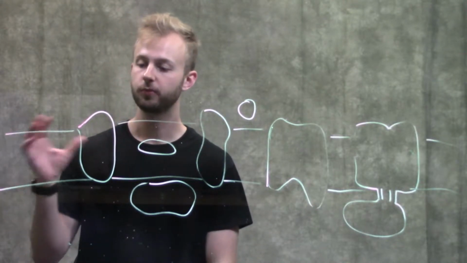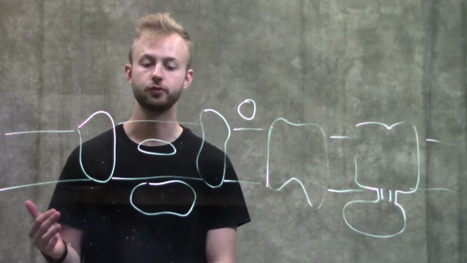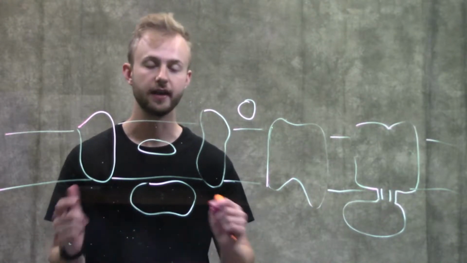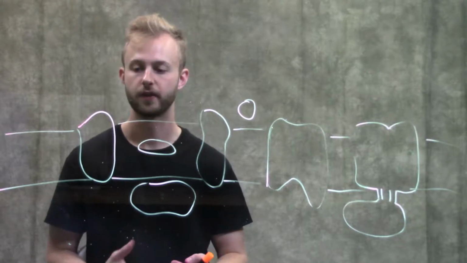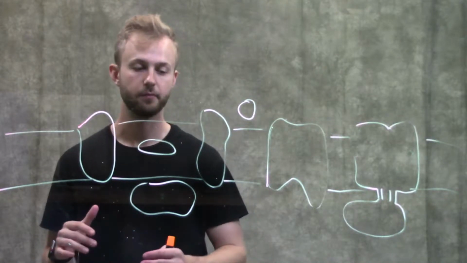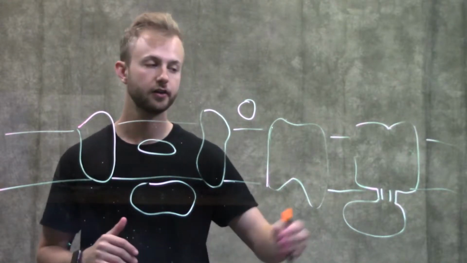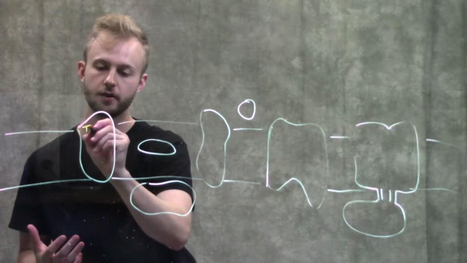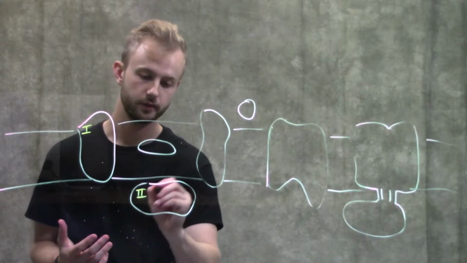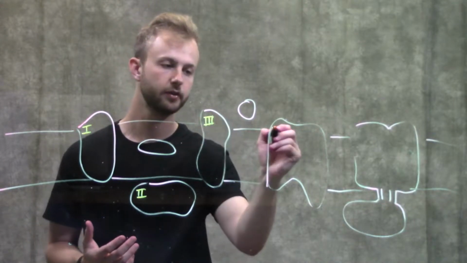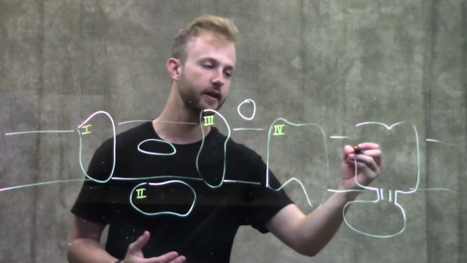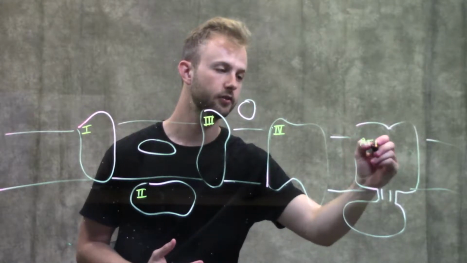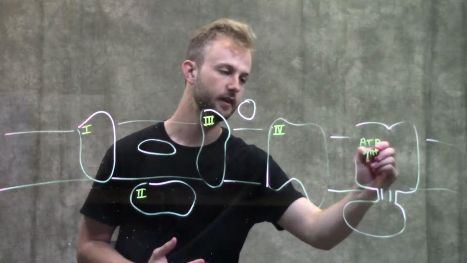So now we're going to transport the NADH and the FADH2 to the electron transport chain on the inner membrane of the mitochondria. The electron transport chain is made up of 4 electron carriers and 1 ATP producing protein. So this is going to be complex 1, complex 2, complex 3, complex 4, and then the ATP producing protein is called ATP synthase.